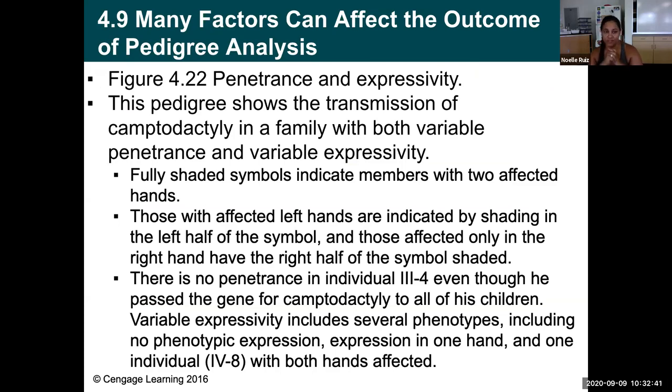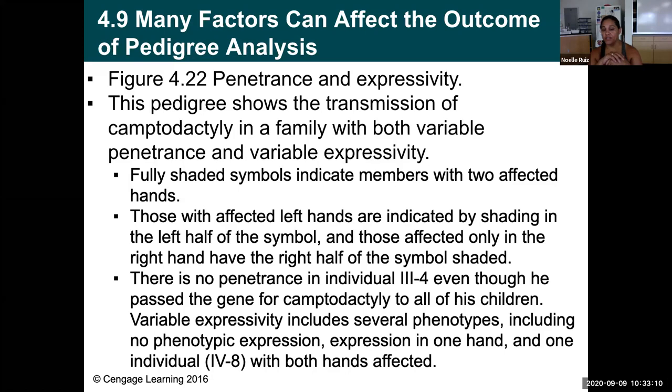So this pedigree is always fun because fully shaded symbols indicate members with 2 affected hands. Sometimes the left hand is affected, and then you just shade the left side. Sometimes the right hand is affected, then you just shade the right side. And then you'll see there is no penetrance in individual 3-4, even though he passed the gene to all of his children.